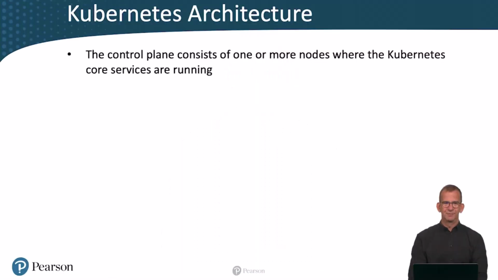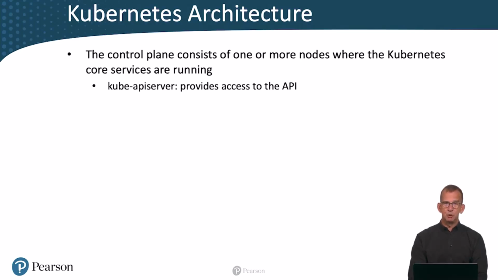Before we start to talk about Kubernetes itself and using it, let's talk about Kubernetes architecture. In the architecture, it all starts with the control plane, which is one or more nodes where the Kubernetes core services are running. In an ideal situation, you will have multiple nodes to provide some redundancy in case one of the nodes goes down. Now, these services are Kube API Server.